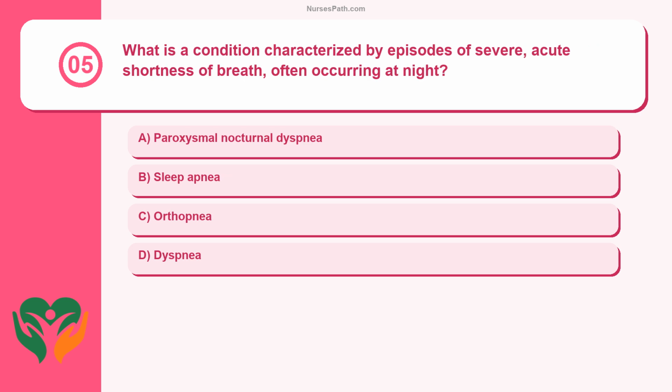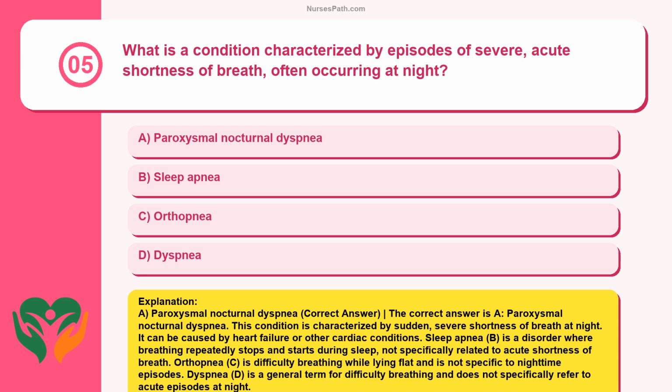Question 5. What is a condition characterized by episodes of severe, acute shortness of breath, often occurring at night? A. Paroxysmal nocturnal dyspnea, B. Sleep apnea, C. Orthopnea, D. Dyspnea. A. Paroxysmal nocturnal dyspnea. Correct answer. The correct answer is A. Paroxysmal nocturnal dyspnea. This condition is characterized by sudden, severe shortness of breath at night. It can be caused by heart failure or other cardiac conditions.